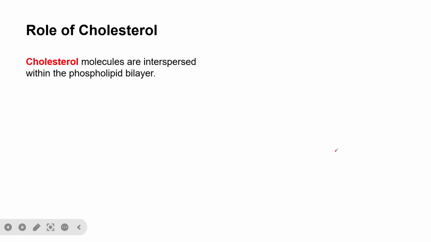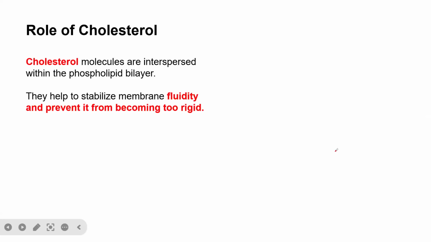What is the importance of cholesterol in the cell membrane? If you could remember, I told you that part of the molecules that are found on the cell membrane is also cholesterol. So what is the importance of cholesterol? Cholesterol is interspersed within the phospholipid bilayer, which means that it is spread within the phospholipid bilayer.